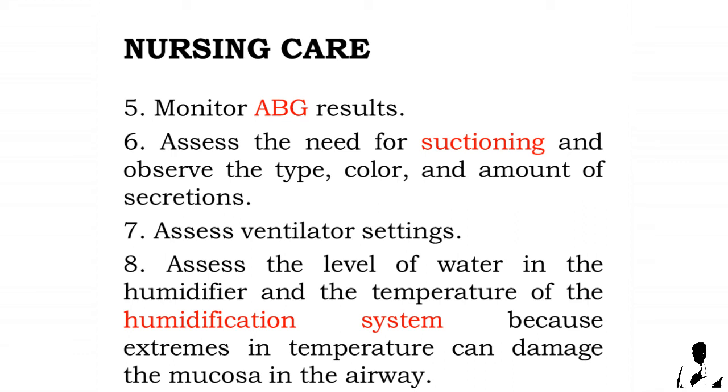6. Assess the need for suctioning and observe the type, color, and amount of secretions. 7. Assess ventilator settings. 8. Assess the level of water in the humidifier and the temperature of the humidification system, because extremes in temperature can damage the mucosa in the airway.